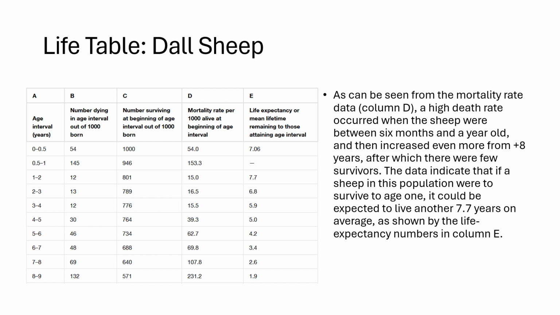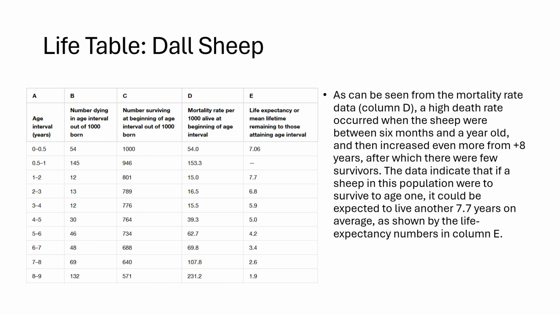So here is an example of a life table. This is the life table of the Dall sheep. And so we're seeing a couple of variables here being looked at. So we're given an age interval in years, the number dying in that age interval out of 1,000 born, the number surviving the beginning of an age interval, the mortality rate per 1,000 that were alive at the beginning of the interval, and then the given life expectancy at that time.